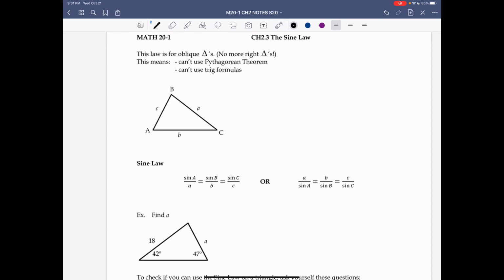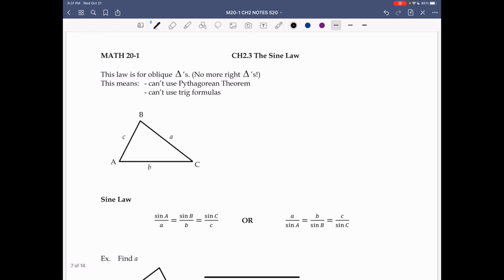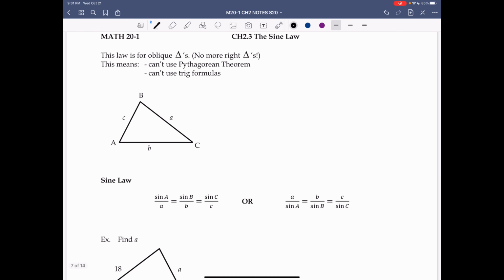A little review of sides and angles in a triangle. The side across from an angle has the same name as that angle, but lowercase. So capital A angle is across from side lowercase a. Capital B for the angle is across from the side called lowercase b. And capital C angle is across from side lowercase c.